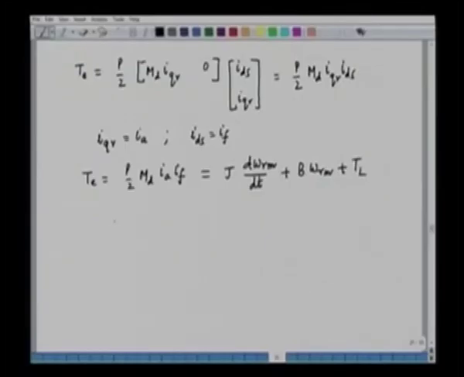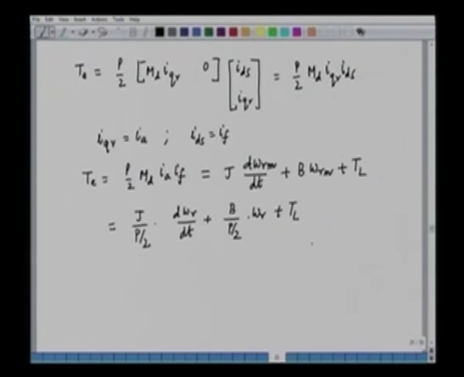Now we can also simplify that. If you express this omega r m in terms of omega r, we can divide by p by 2. So J by p by 2 into d omega r by dt plus B by p by 2 into omega r plus TL. P by 2 is the pole pair. P is the number of poles of the machine and p by 2 is the pole pair. Now this is a first order differential equation we can solve for omega r.